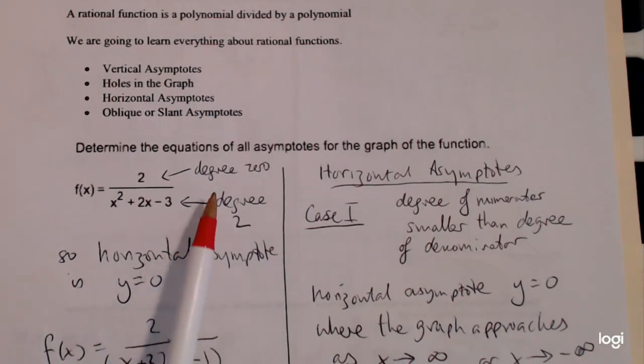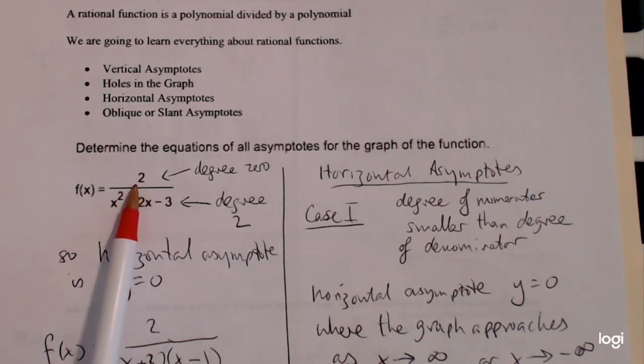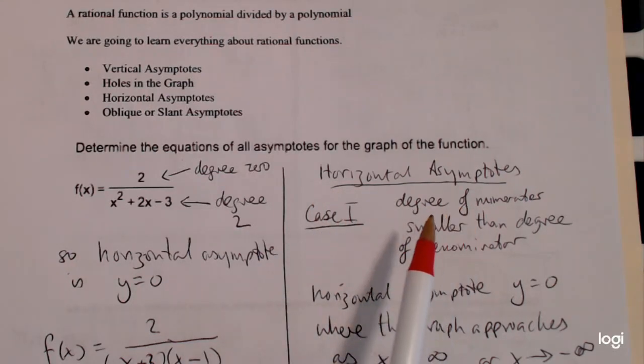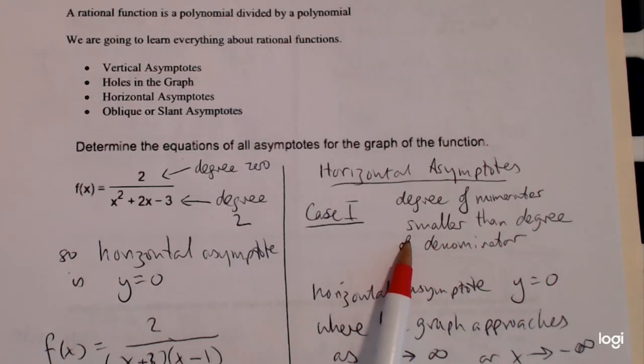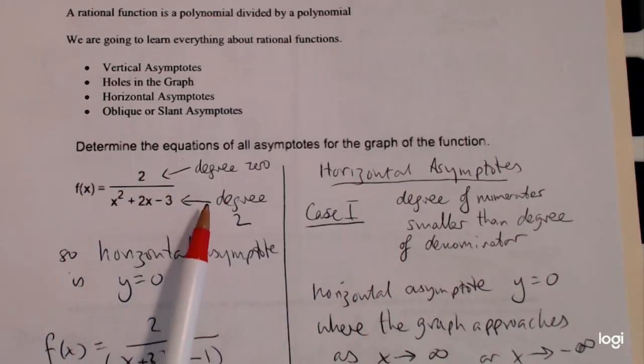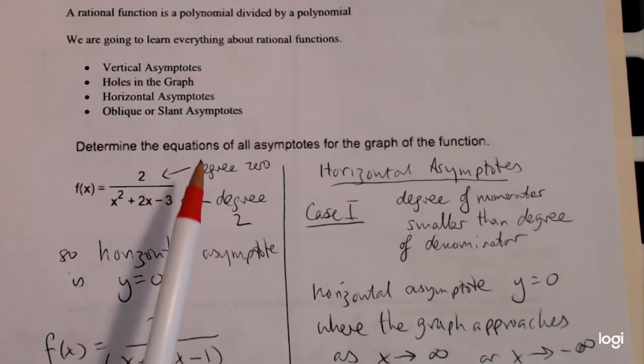Now, the degree of the top is 0 because it doesn't have any x's in it, and the degree on the bottom is 2 because it's a quadratic. So here is case 1, degree of numerator smaller than degree of denominator. My degree in my numerator is 0, the degree of my denominator is 2, so just think about that: the bottom is bigger than the top.